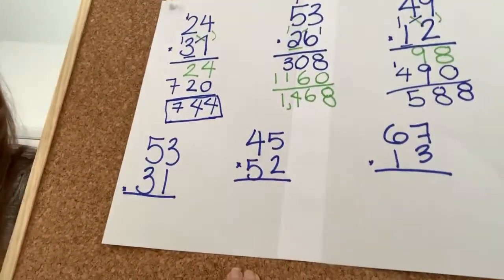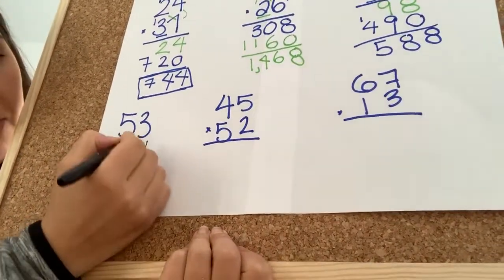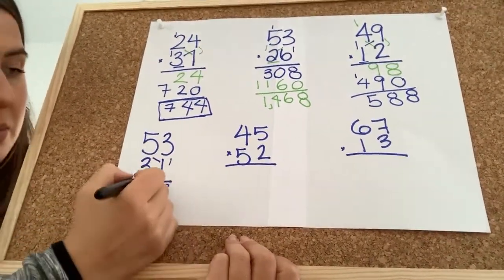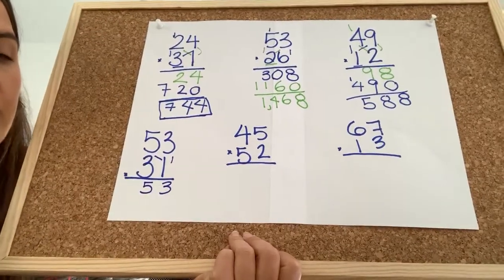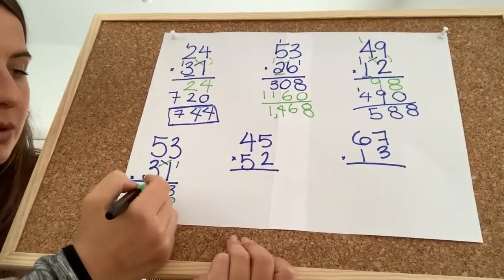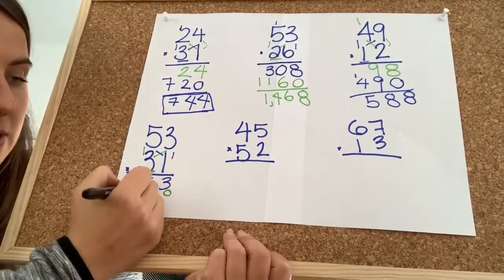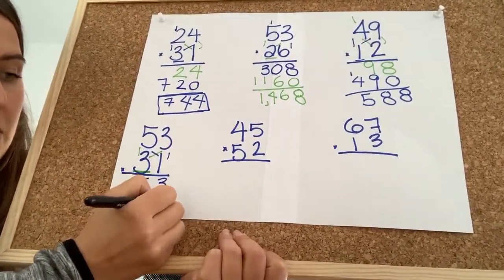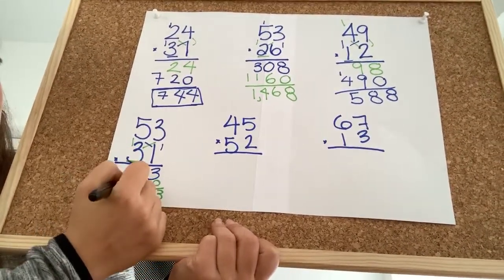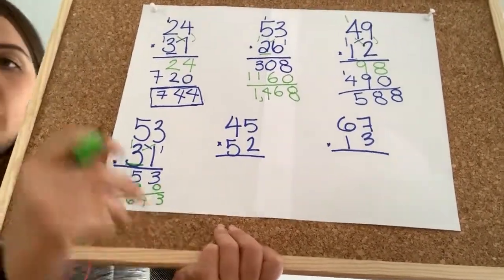Almost done. A few more. 53 times 31. So up. 1 times 3 is 3. 1 times 5 is 5. Okay, we're going to add our 0. So we're starting from this side. Over. 3 times 3 is 9. 3 times 5 is 15. We're going to add that all together. 5 plus 9 is 14. 5 plus 1 is 6. And then the 1. 1,643.